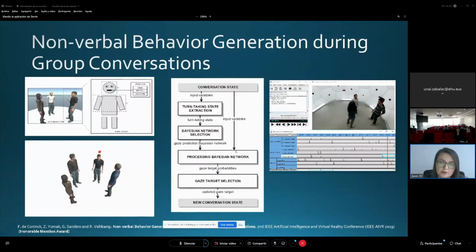And we calculated a probabilistic model to generate the turn-taking effect. So here in the video, you see whenever there is a red dot on top of the head of the character, this is the character that has the floor, and how the behavior of this character will be generated using this automatic method was the main goal of this study.